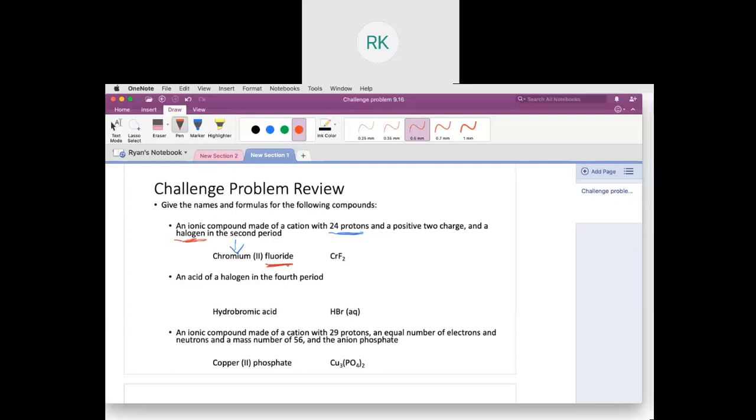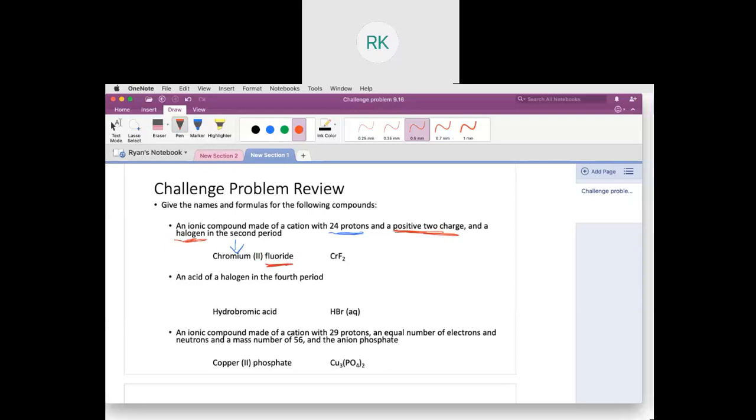Now remember that when we're naming a compound, we first put our cation, which is chromium. Now chromium is between groups 3 and 12, which means it's a transition metal. So for transition metals, we need to specify the charge after. So chromium 2, and I get the 2 because in the problem, they say it has a positive 2 charge. So they actually tell me this charge here, and then after the whole cation, we put the anion.